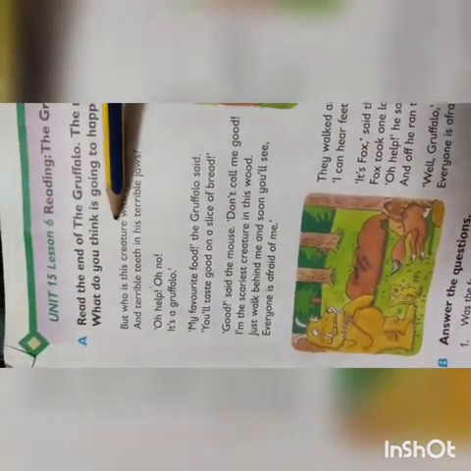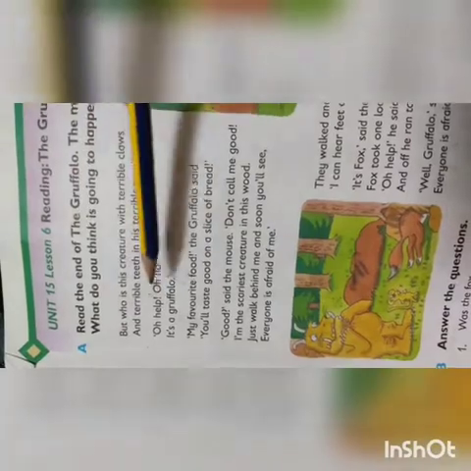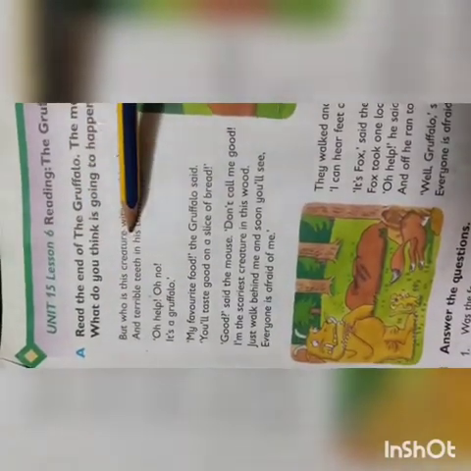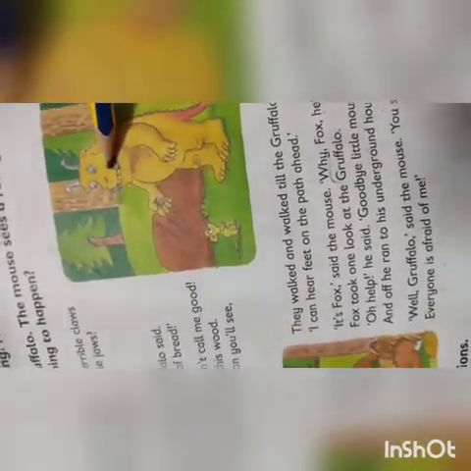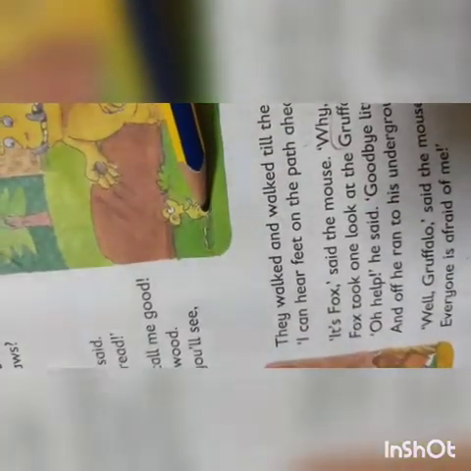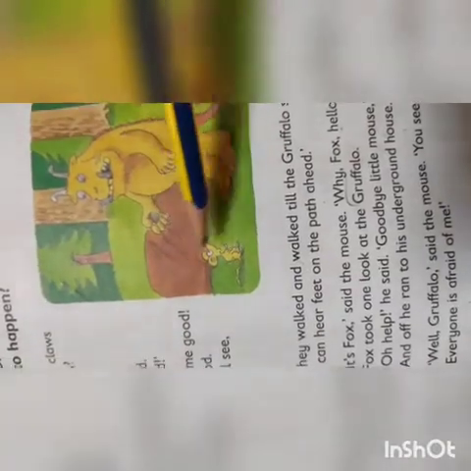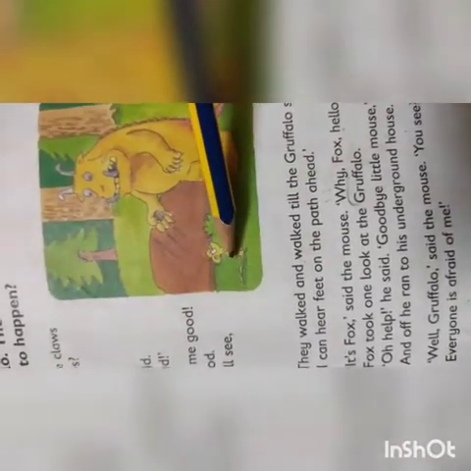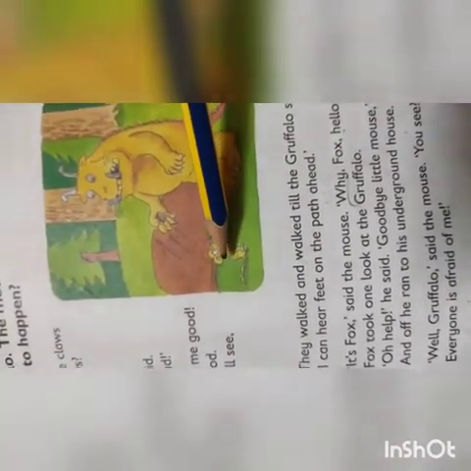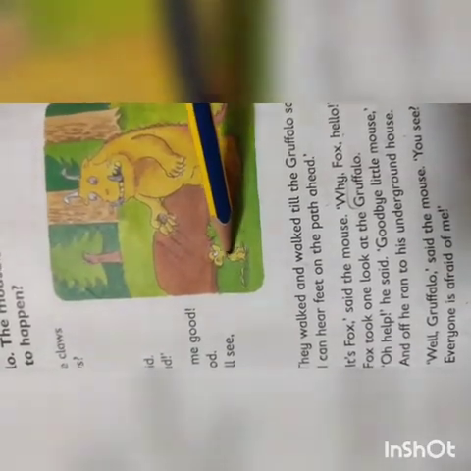But who is the creature with terrible claws and terrible teeth in his terrible jaws? Who is this? This is a Gruffalo. Gruffalo has terrible claws, teeth, and terrible jaws. Oh help. Oh no, it's a Gruffalo. But the mouse was so clever, and he had an idea on his mind.